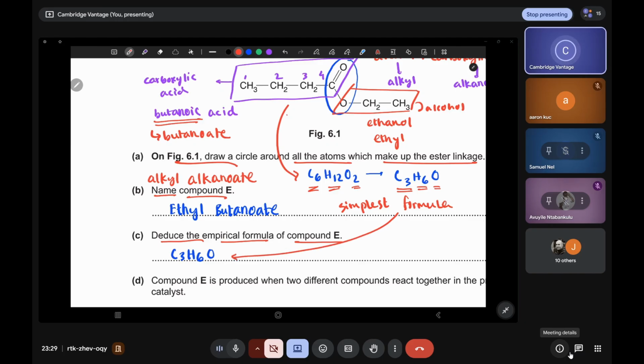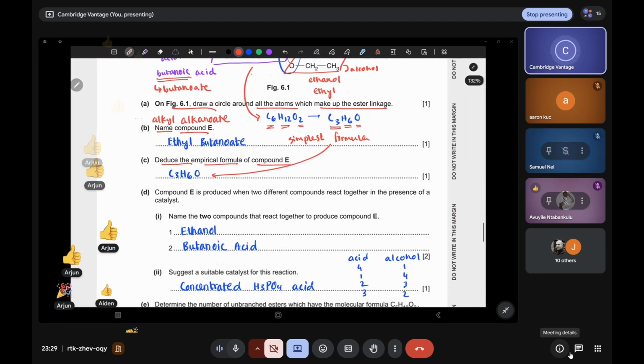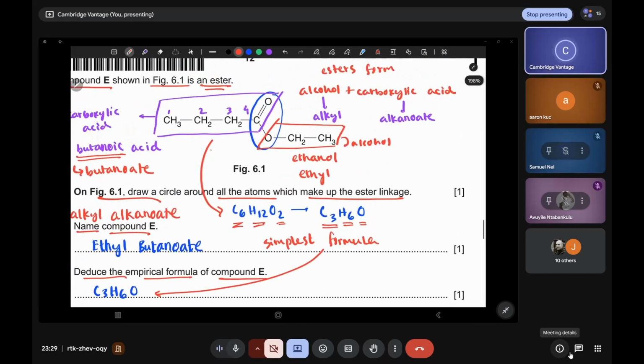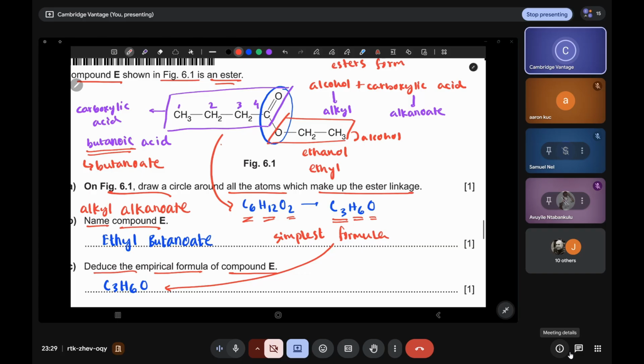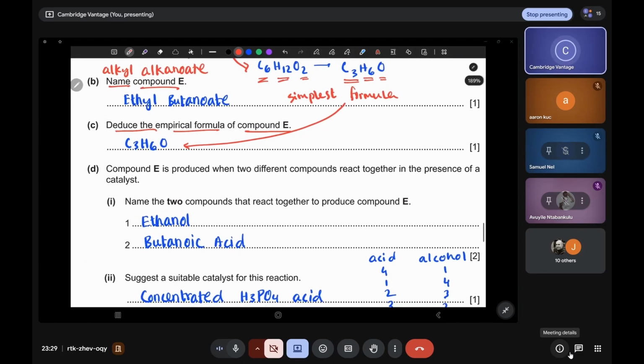Is it clear how we form the empirical formula? We first find the molecular formula and then just divide by the largest possible number, or basically the common factor, to get the empirical formula. And we are almost at the end. Now here's the thing. We already know that we reacted ethanol and butanoic acid to form our ester. So in D1, the work is already done for us. They asked which 2 compounds react together to produce E. You can just directly write ethanol and butanoic acid.